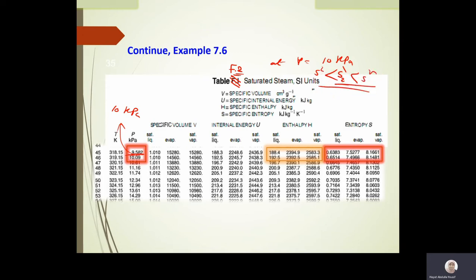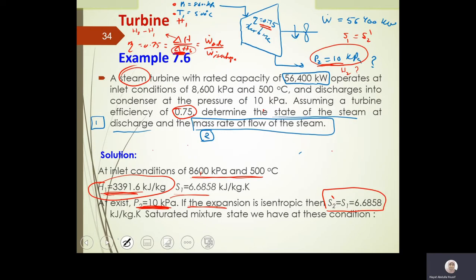And if it is in between, it means what? It is a saturated mixture. Of course, this is not the actual state, but the state based on isentropic condition. Remember, if it is a saturated mixture, you need to calculate the quality, because you cannot solve without knowing the quality. You cannot get the other properties.